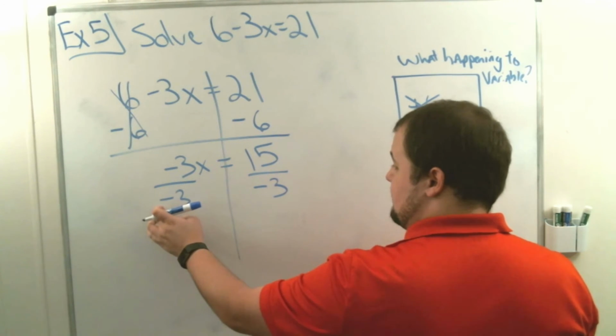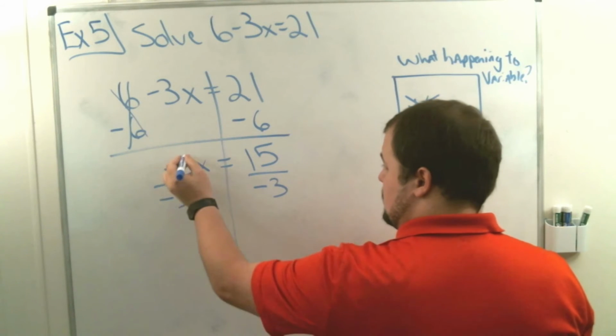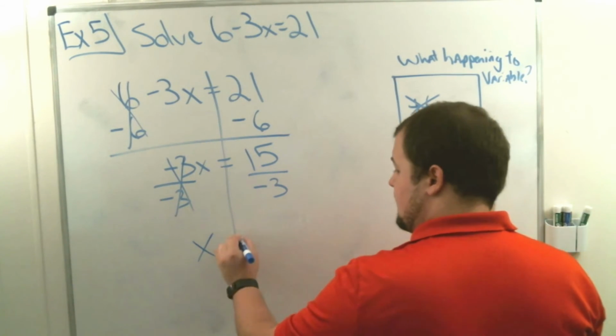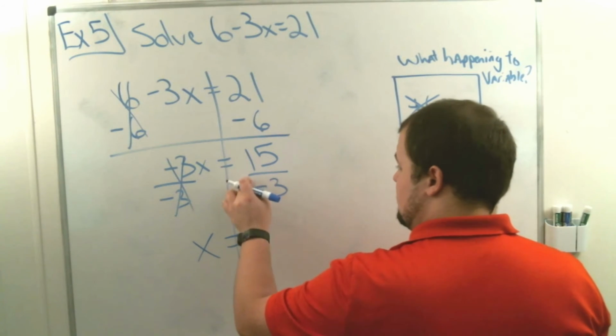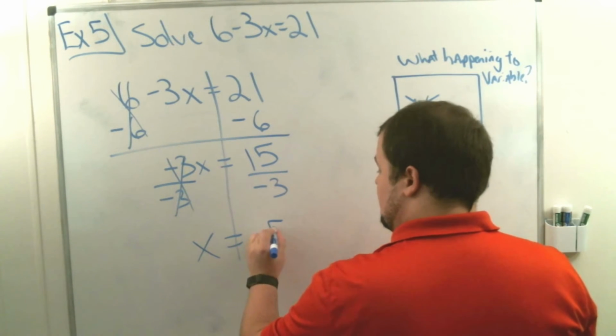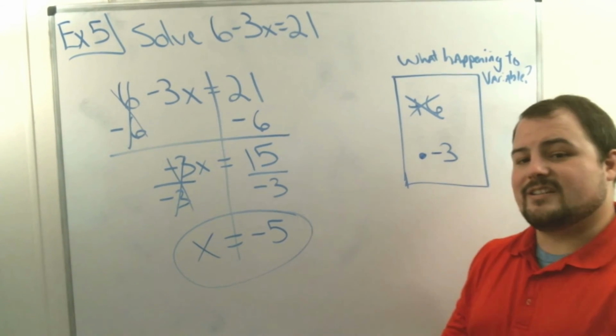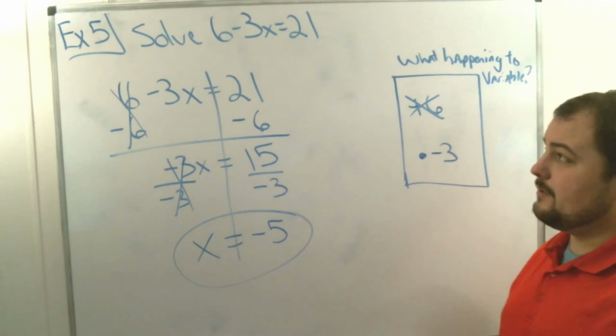Negative divided by negative is a positive. 3 divided by 3 is 1, so I can just write x because there's 1x right there. Equals 15 divided by negative 3, that's negative 5. So in this problem, my answer would be x equals negative 5, and that would be correct.